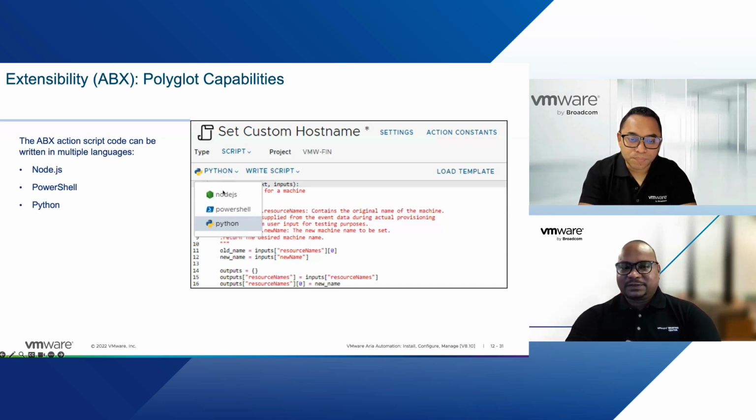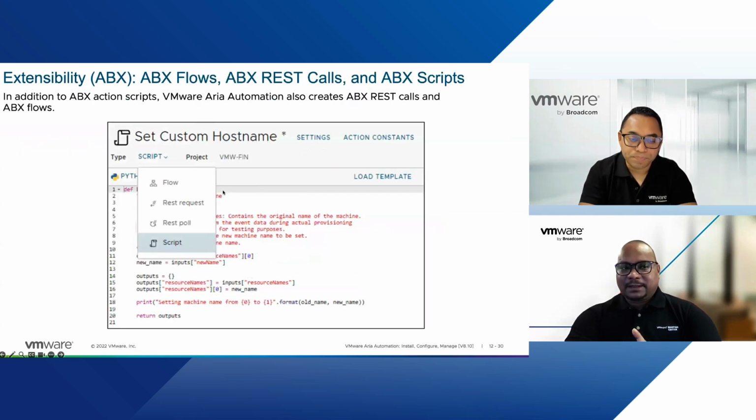We will see this in the demo. And then obviously there is this extensibility option around ABX flows, ABX REST calls, which is REST API calls, and the ABX scripts, right? So what is the script option that you're seeing on the screen? Basically the script option creates the ABX action that calls whatever code you have written.